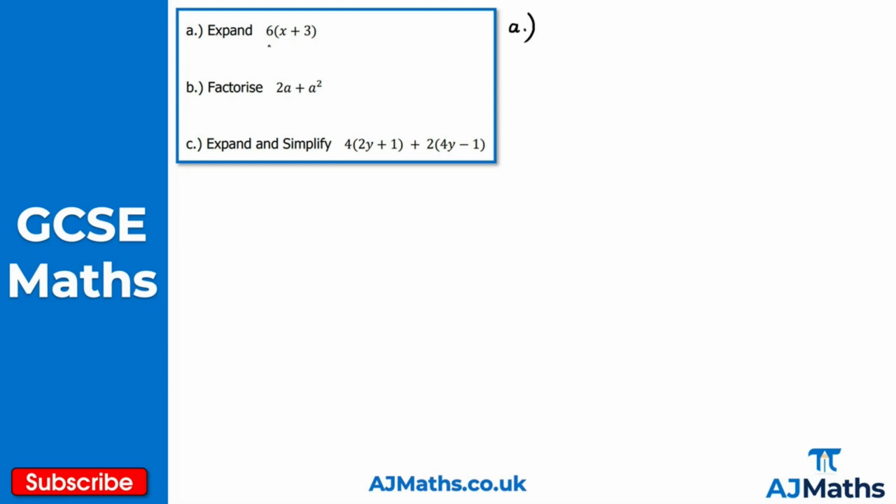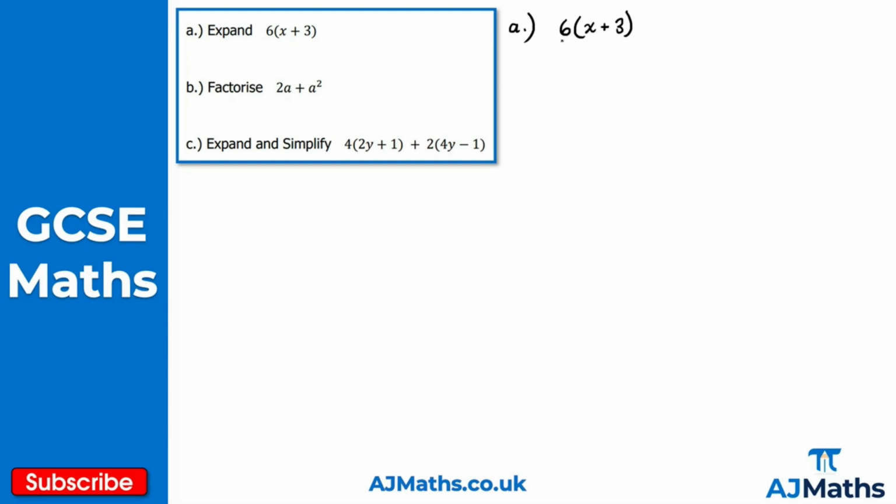We're asked to expand 6 lots of x plus 3. Now remember, when we're expanding, that just means we want to get rid of the brackets here, and the way we do that is using multiplication. So if I just write down the expression here, I've got 6 lots of x plus 3. So we take the term on the outside here, which is the 6 in this case, and I now times it by each term inside the bracket.